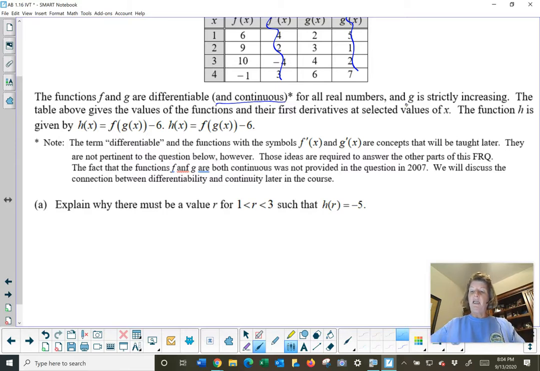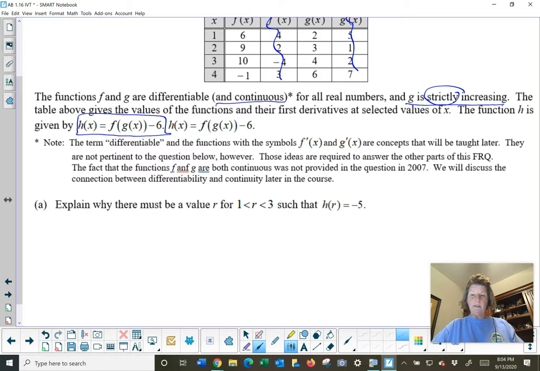And G is increasing, strictly means that it's never ever going downward. It's always increasing as you move to the right. The table above gives values of the functions and the first derivatives at selected values of x. The function h is given by, right there it is, isn't it? H of x equals f of g of x minus 6.